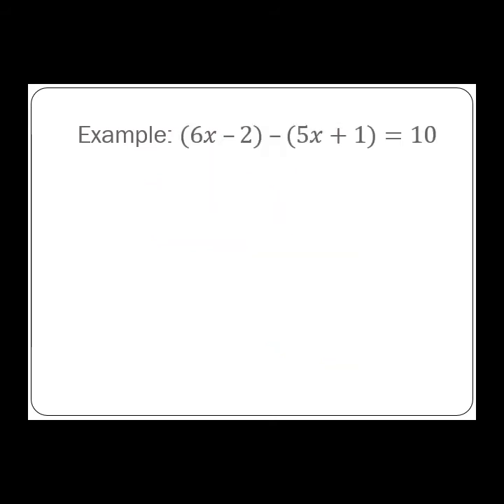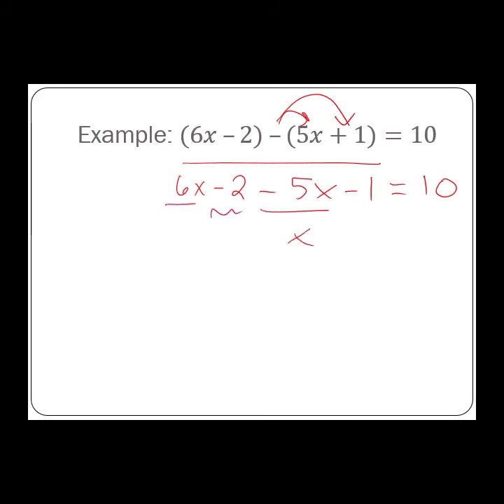Here we have a whole lot of stuff on this side. This needs to be simplified. We need to remove parentheses. So we get 6x minus 2 minus 5x minus 1 equals 10. So we've removed parentheses. Step 2 is to combine like terms. 6x minus 5x is x. Negative 2 and negative 1 is negative 3. So we've removed parentheses, combined like terms, and now we're going to use our addition property of equality and add 3 to both sides, and we get x equals 13.